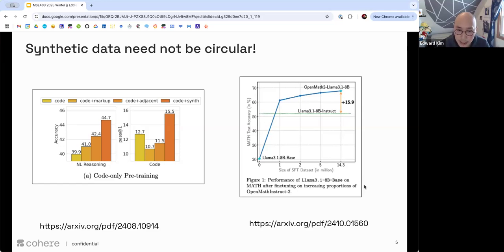The point of it is that you see these two graphs. The y-axis is accuracy or performance on some evaluation benchmarks. There's one on reasoning and one on code. This paper happens to be about introducing code into training data. But what's interesting is that the different bars you see on this left plot are different data mixes. And the rightmost one, the darkest orange, is a code plus synth mix.